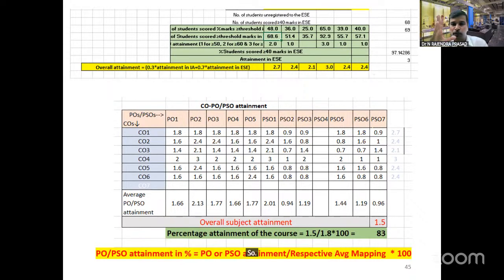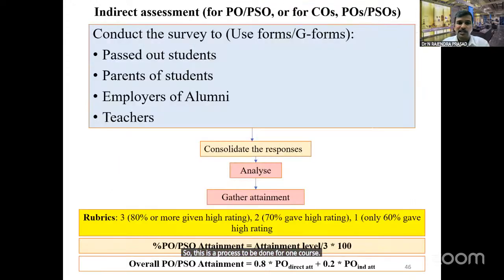So this is a process to be done for one course, and this has to be done for all the courses. That is direct assessment. And you have done this direct assessment for 80% or 90%. You fixed that. Then you do indirect assessment by surveys.